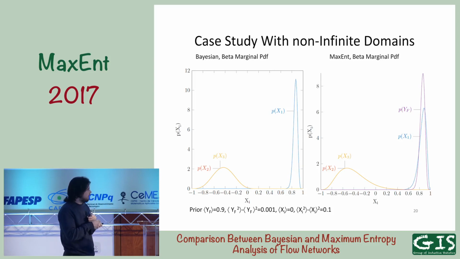And over here I have the same thing with the MaxEnt. The MaxEnt methodology has an extra dimension. In my marginals, I've got my internal flows within the network, and I've also got my observation, which has been constrained to have the same mean as the variable within my network.